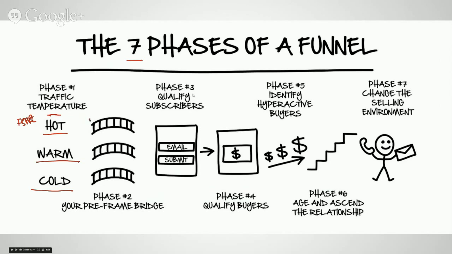So they click and then they come to your pre-frame bridge. We'll talk more about that in a second. With this kind of traffic, sometimes you don't even need a pre-frame bridge. You can actually just go straight to the opt-in, but definitely moving from warm to cold, you want to be pre-framing. Warm traffic would be, again, maybe a PPC ad, search ad, or a banner ad to people that know the problem, but really have no idea about who you are or the solution. They're just aware that there is a problem.